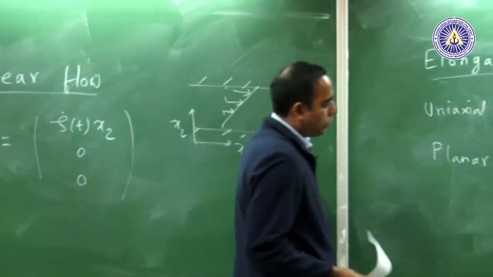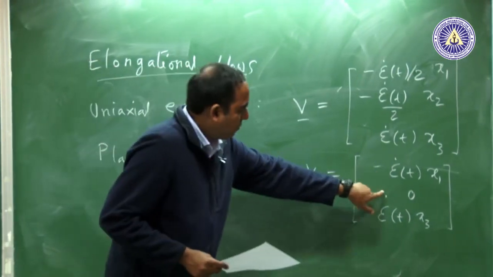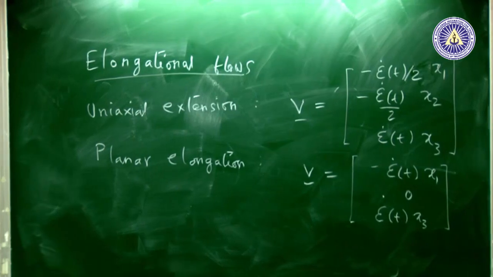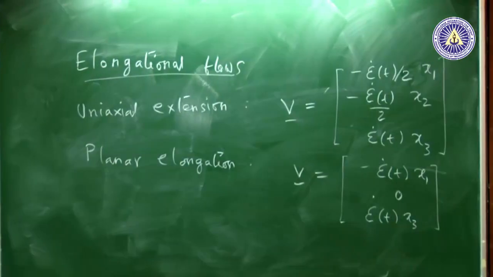So, the main difference between the two types of elongational flows that I have written on the board is that here you have velocities in all directions. Here you do not: you have a stretching in one direction and an equivalent amount of compression in another direction. So, you can draw this on the plane itself. That is why it is called planar elongation.